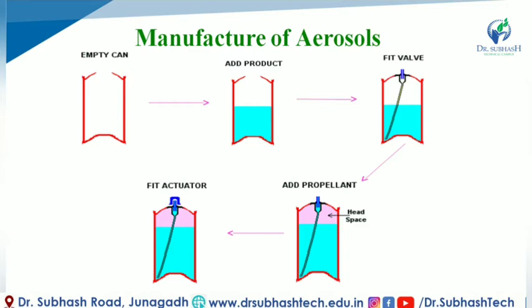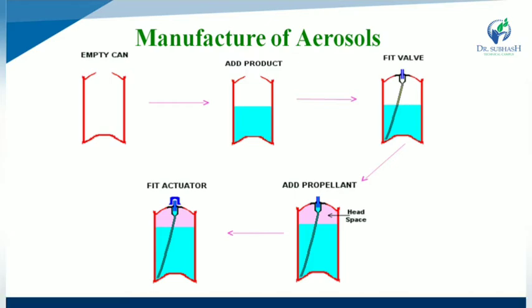First step, you have to take an empty can. After taking the empty can, you have to add a product in the empty container. So your container is filled with the product. Then this container is fitted with a valve, and after fitting the valve, add a propellant, and the last one, fit an actuator.